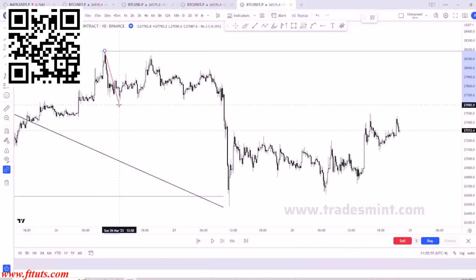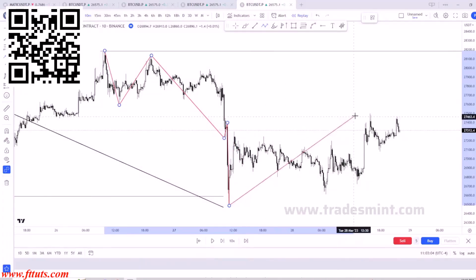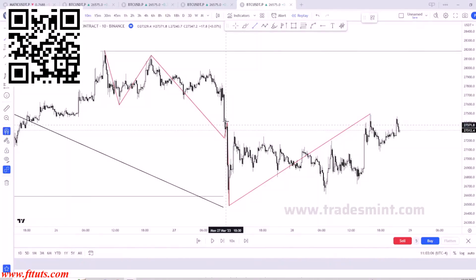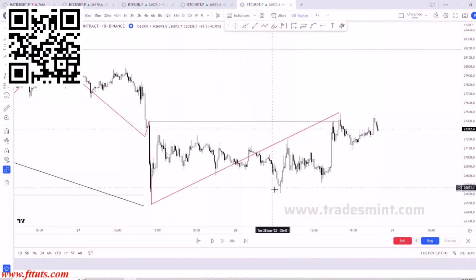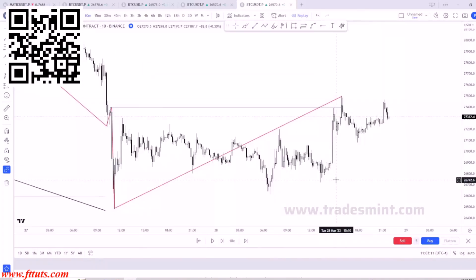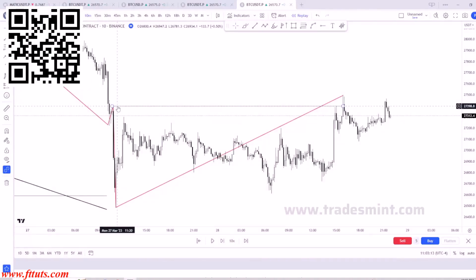So price came down, price came up, price broke down officially here with a close, and price came up again. Price broke down again, and price is starting to close above. There you go. You have a close above. Not that significant, no, but it's still a close nonetheless. So we have a bullish break in structure.